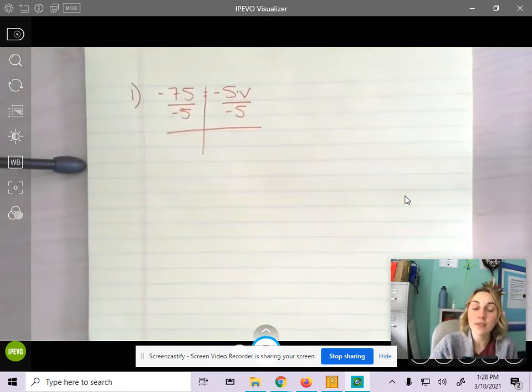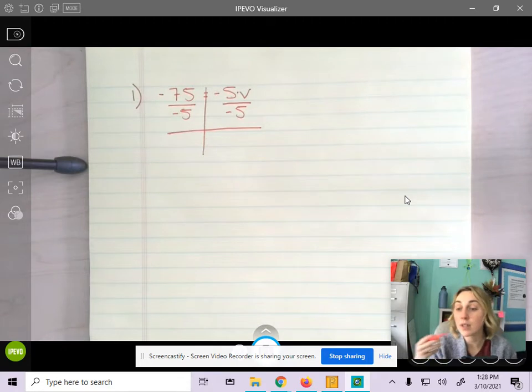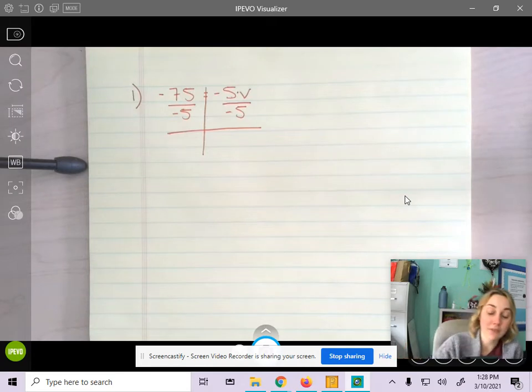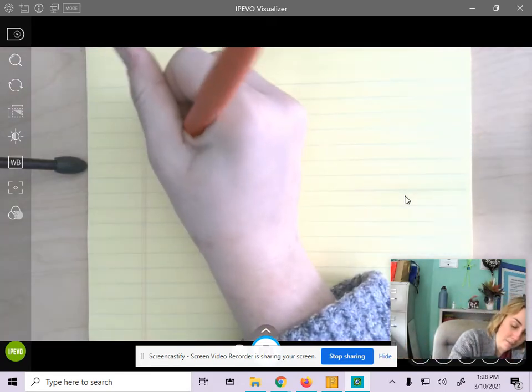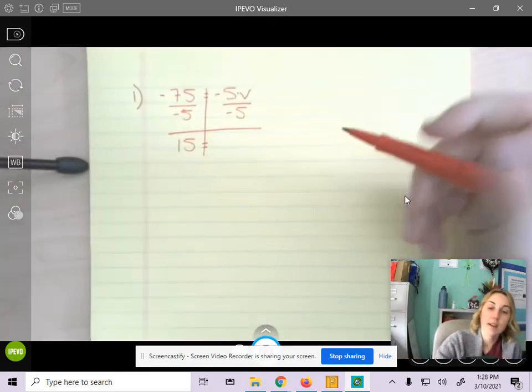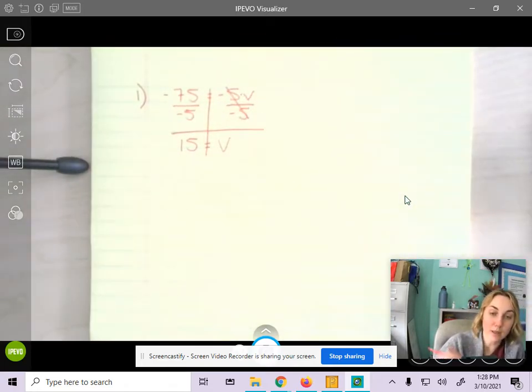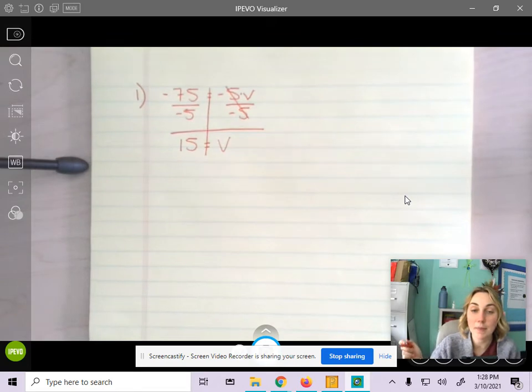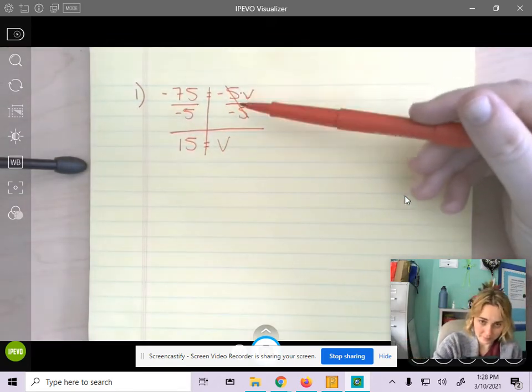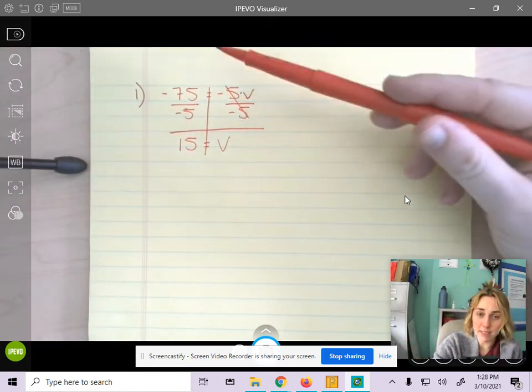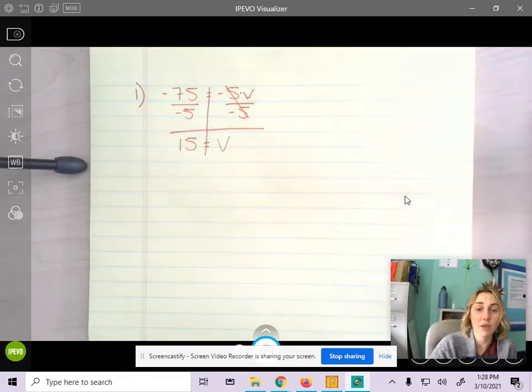So -75 divided by -5, remember a negative and a negative will always equal a positive. So -75 divided by -5 is going to give us a positive 15. And then these cancel out, leaving us with our variable v. When you do the opposite, you can cancel those out, and what you have left over is that v, and that is your final answer.